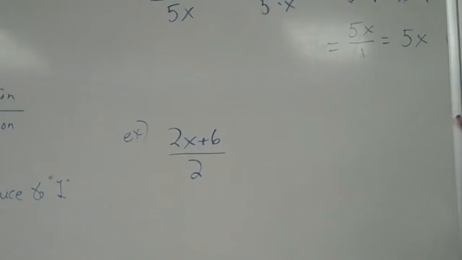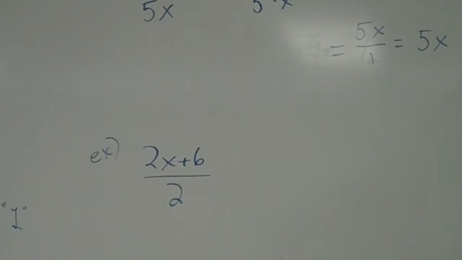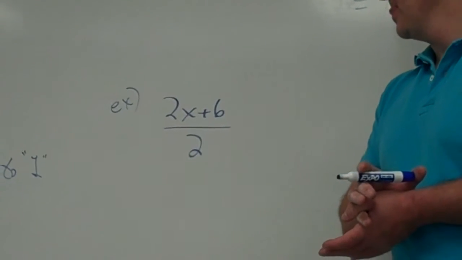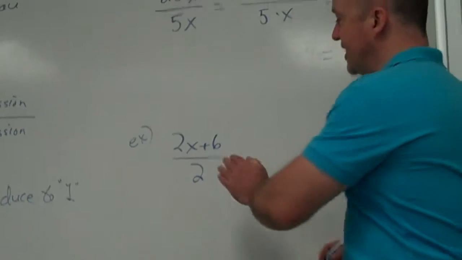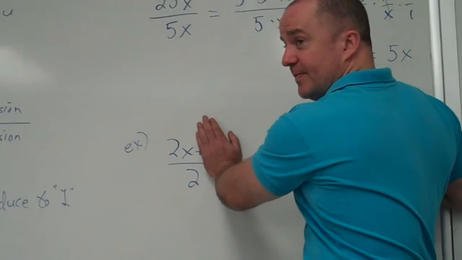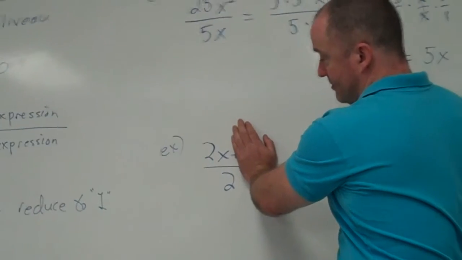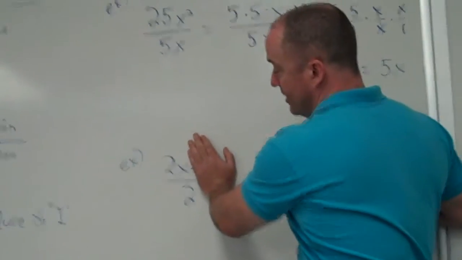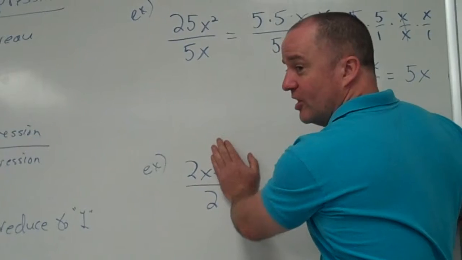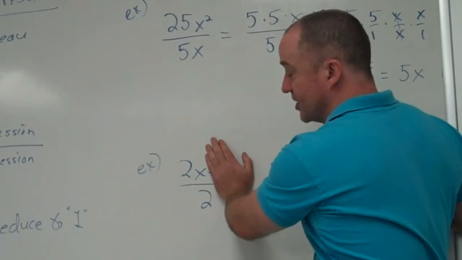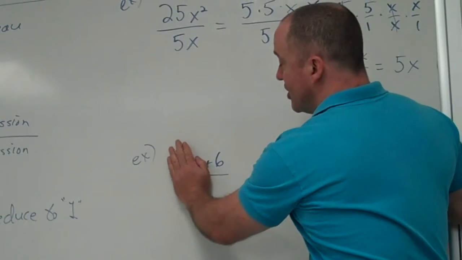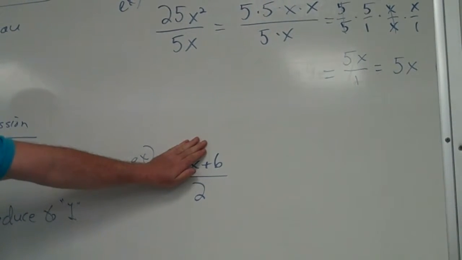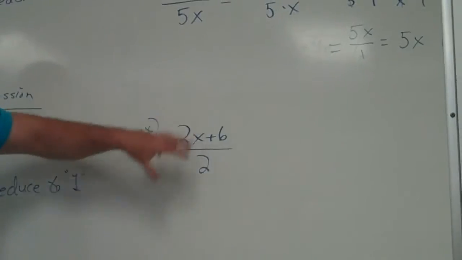For tonight, all I want to talk about is getting this in simplest form. Now, normally, if I just had the 2x and the 2, what would you do? You just take away the 2's, so it'd be x. What if I just had the 6 over 2? It would be 3. Okay, that would be wonderful.